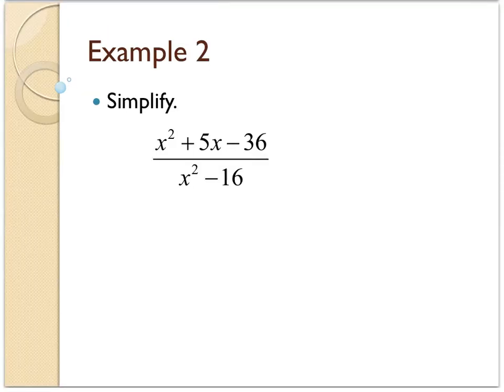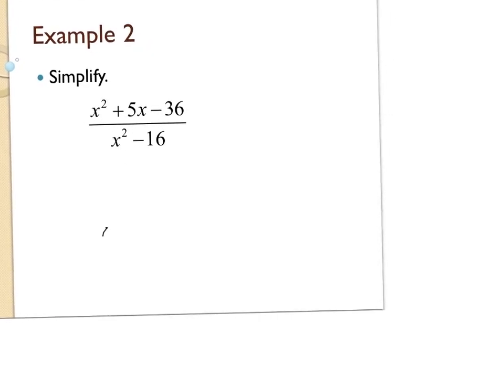Our next example is slightly different in the sense that it's not listed as factors. It's listed as separate pieces. And one thing that I want to point out is pluses or minuses marry terms together. Okay? So that means this x squared is married to the 5x. So I can't break it up unless it's written as a term of multiplication. So in order to do this, I need to factor.